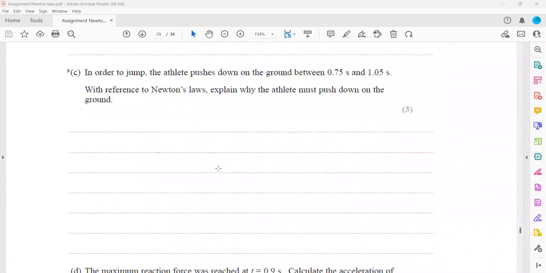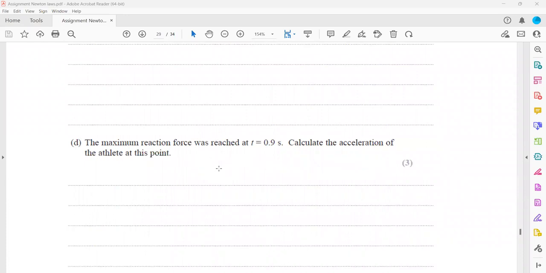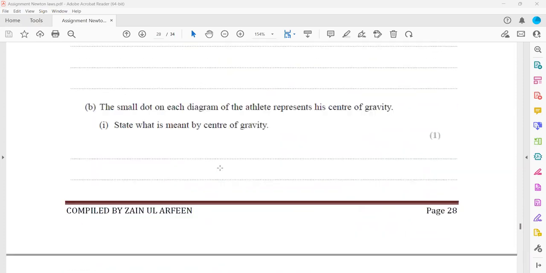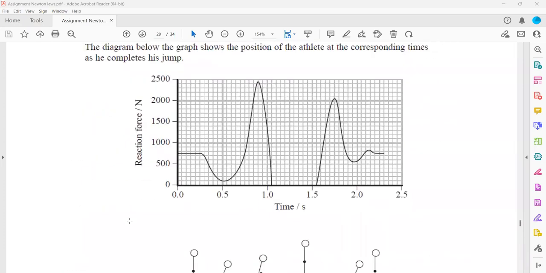The next part: the maximum reaction force was reached at 0.9 second. Calculate the acceleration of the athlete. So this is the maximum reaction force. And what about the resultant force? Because we want to calculate the acceleration of the athlete, the reaction force is more than the weight. So reaction force minus weight is equal to ma. So for the reaction force, we have to use the graph.